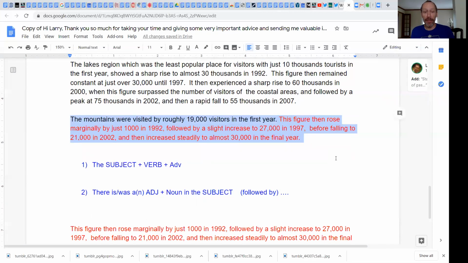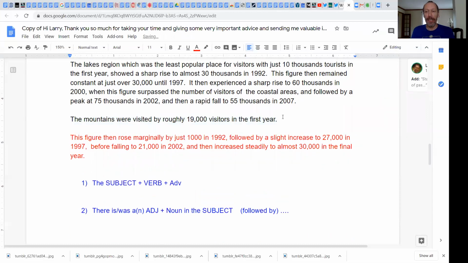So if you want to pause the video, have a look at that and try to think, what's wrong with that sentence? Okay, so here we are back and looking at this again. So I'm going to separate it, as I said before. We're going to move it down here. And now let's look at this sentence.